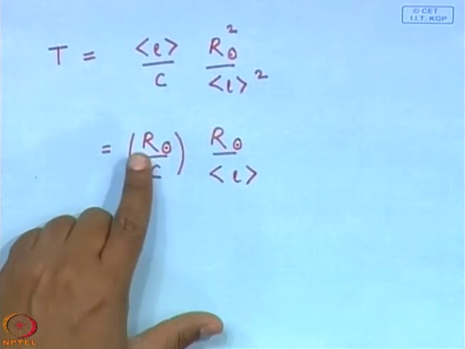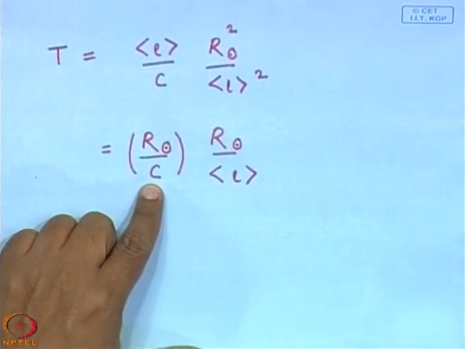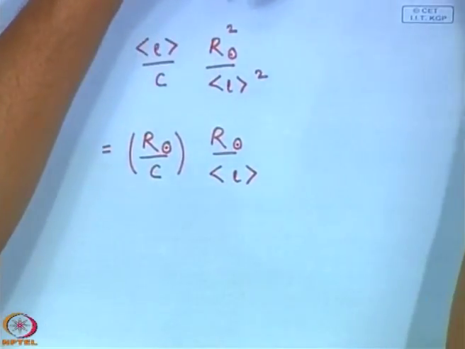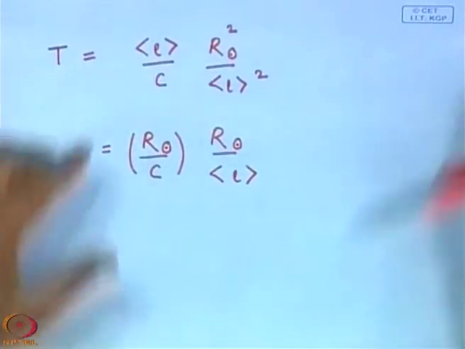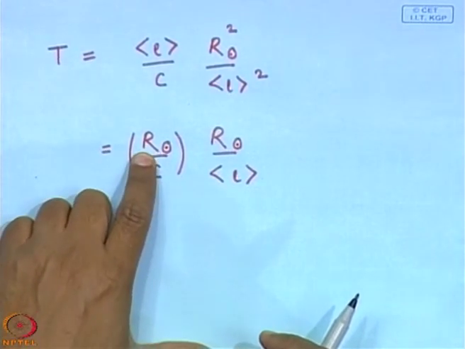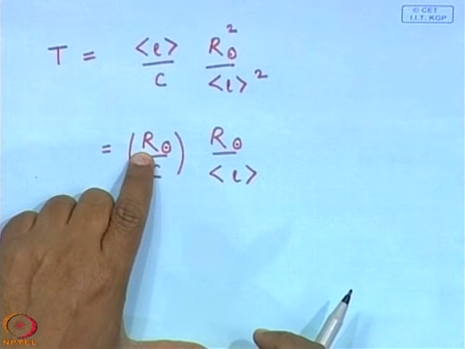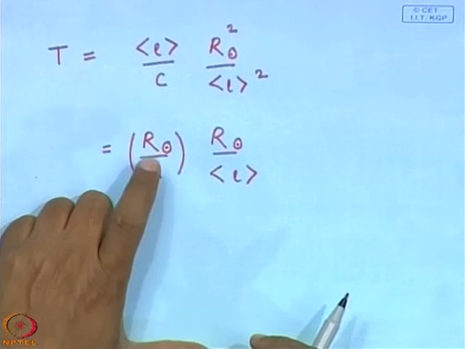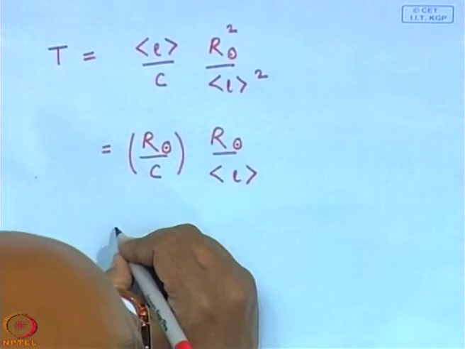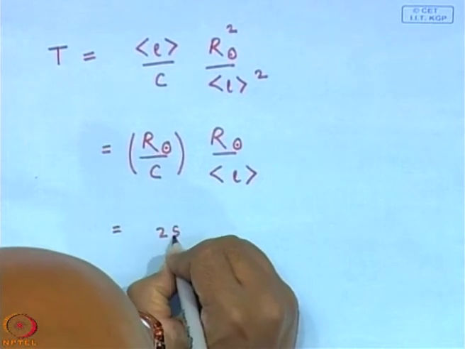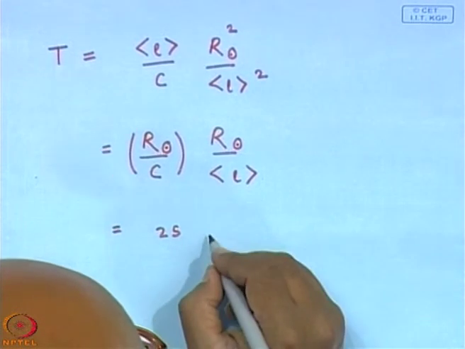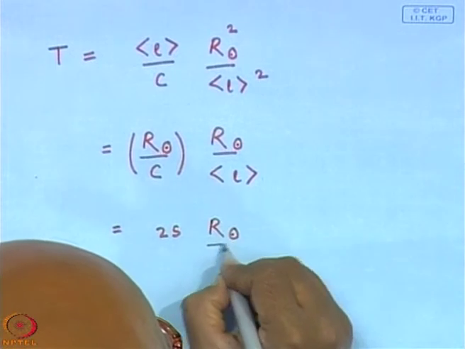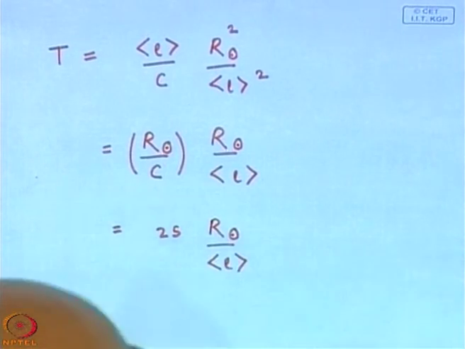this is the time the photon would have taken if it travelled freely from the center of the sun out, and that time we know, the radius of the sun is roughly 2 light seconds. So, this will be 2 seconds into the ratio of R sun by the mean free path.